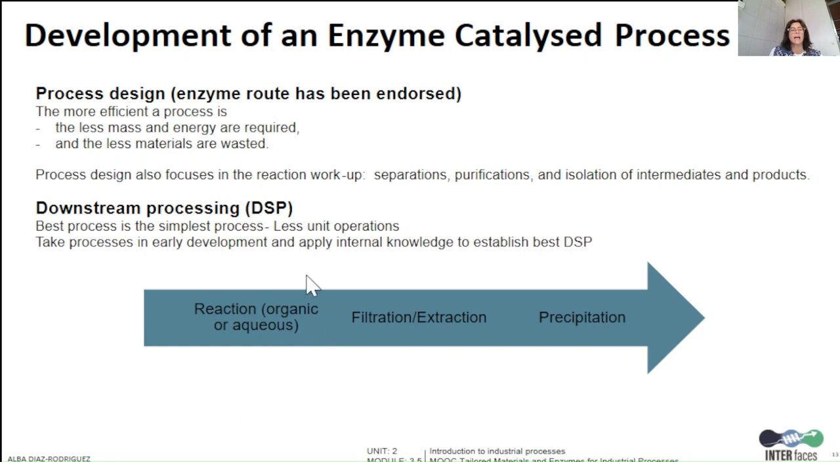Typically, an enzymatic reaction will be run in an organic or an aqueous reaction mixture. Ideally, you would like your product to be insoluble and be able to filter it. If that's not the case, you can extract it and then try to precipitate it and crystallize it. And that will be the optimum process.